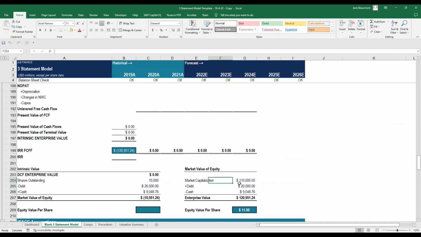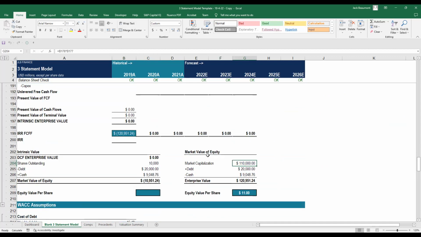So you have the market capitalization. This is market value here. Intrinsic value is what we're going to calculate, so these numbers here aren't quite accurate yet. To market capitalization, we add the debt and subtract out the cash, and that gives us the enterprise value. That's the formula for enterprise value.